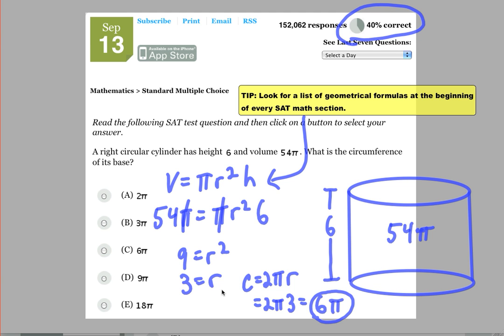Okay, and then once we have our radius, we can go ahead and use the formula for the circumference of a circle. So circumference equals 2 pi r. We plug in 3 for the radius, so it becomes 2 pi 3, 6 pi. So the answer is C.